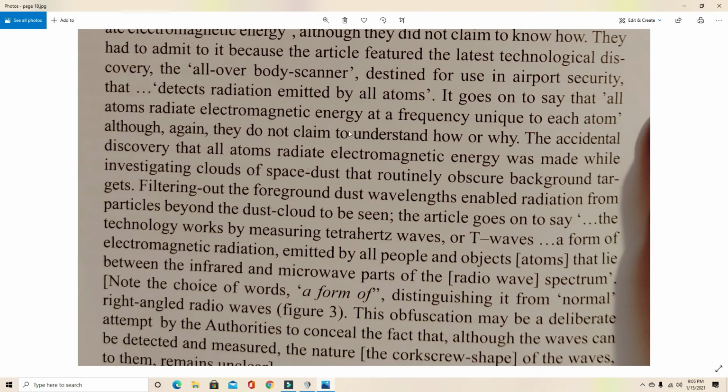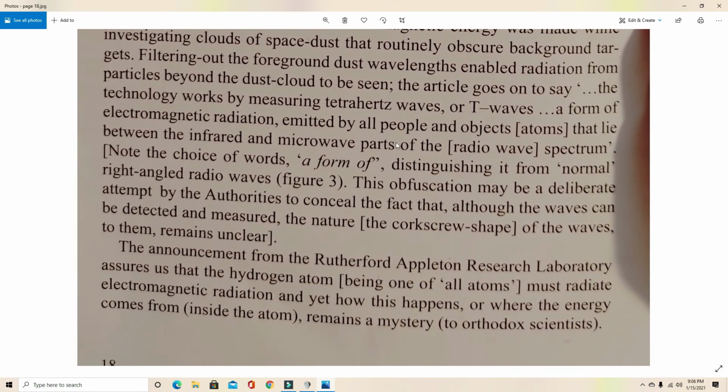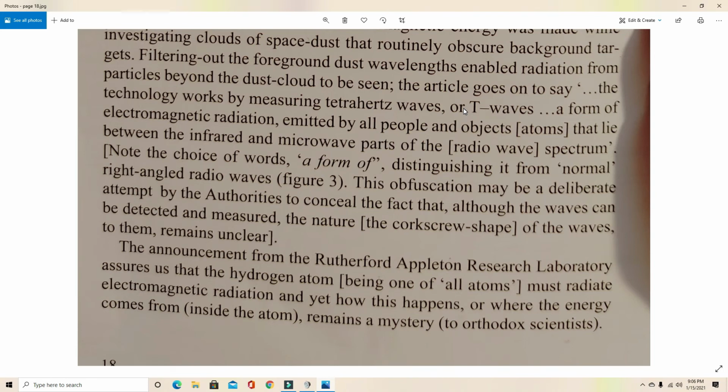The accidental discovery that all atoms radiate electromagnetic energy was made while investigating clouds of space dust that routinely obscure background targets. Filtering out the foreground dust wavelengths enables radiation from particles beyond the dust cloud to be seen. The article goes on to say the technology works by measuring terahertz waves, or T waves, a form of electromagnetic radiation emitted by all people and objects, atoms, that lie between the infrared and microwave parts of the radio wave spectrum. Note the choice of words, "a form of", distinguishing from normal right-angled radio waves, figure 3.